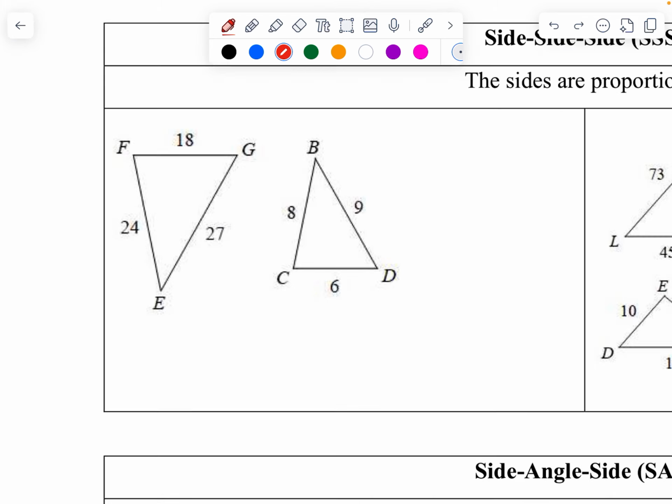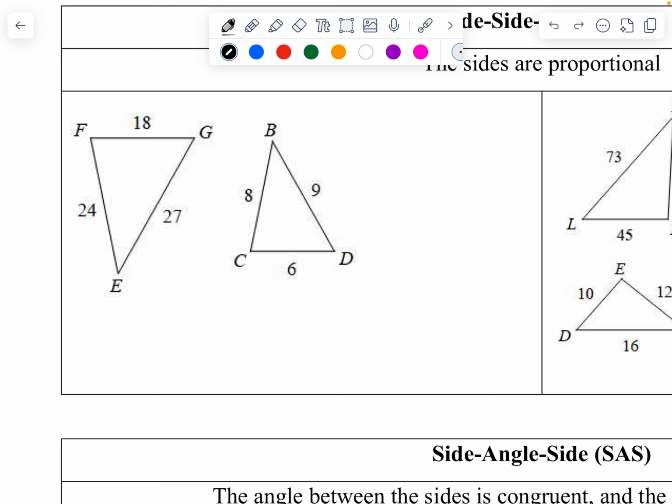All right, the next is side-side-side similarity, and you know this by saying the sides are proportional. All you need to do is compare the sides together and say, all right, do I have the same scale factor from one triangle to the other? If yes, they're similar. If no, they're not. Pretty straightforward. Now, keep in mind, you have to be very careful to stay consistent with your triangles.